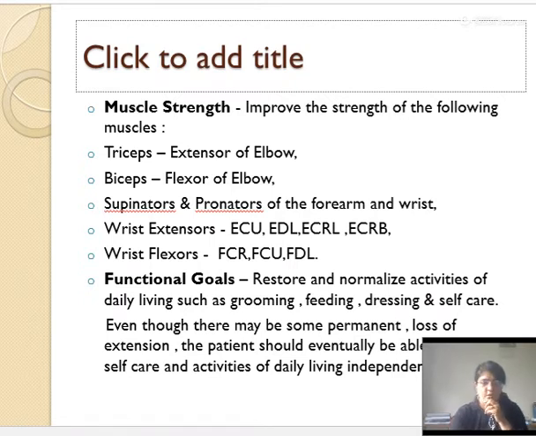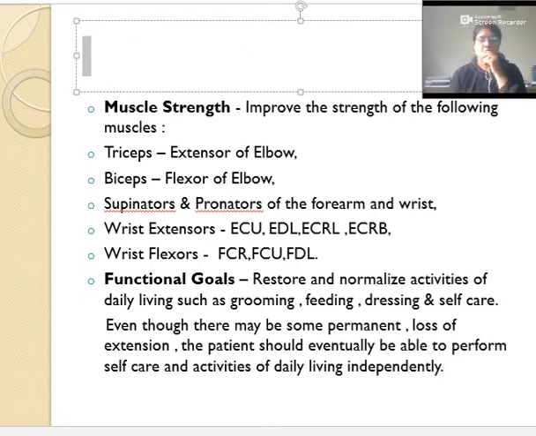And functional goals. The functional goals for an upper limb problem will always have to be kept in mind by the therapist, because without achieving the functional goals, the rehabilitation is incomplete. Functional goals will include grooming, feeding, dressing, and self-care to be done independently by the end of the rehabilitation. And even though there may be some permanent loss of extension, the patient is usually able to perform self-care and activities of daily living independently.